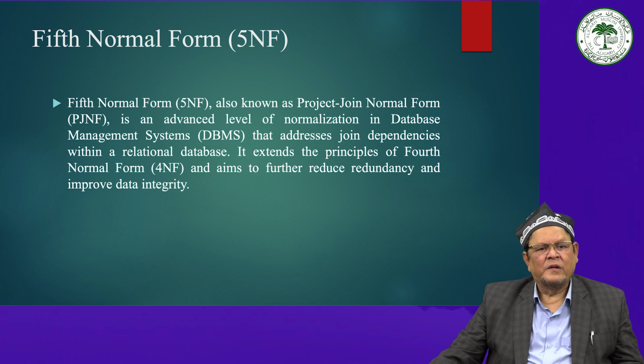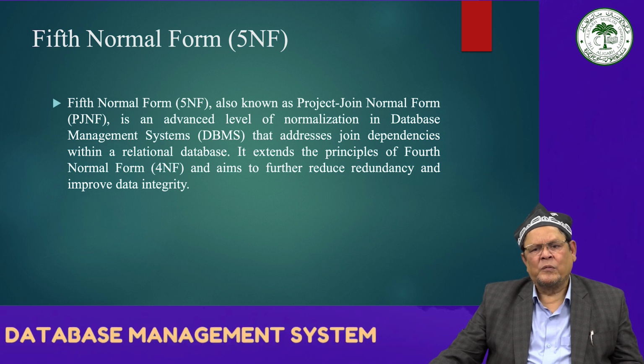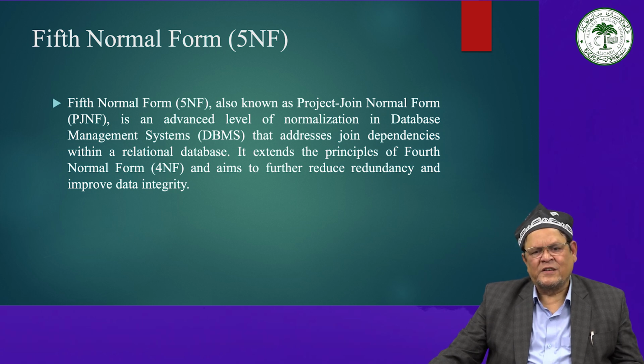Overall, the last is fifth normal form. Fifth normal form, also known as Project Joint Normal Form (PJNF), is an advanced level of normalization in a database management system that addresses joint dependencies within a relational database. It extends the principle of fourth normal form and aims to further reduce redundancy and improve data integrity.